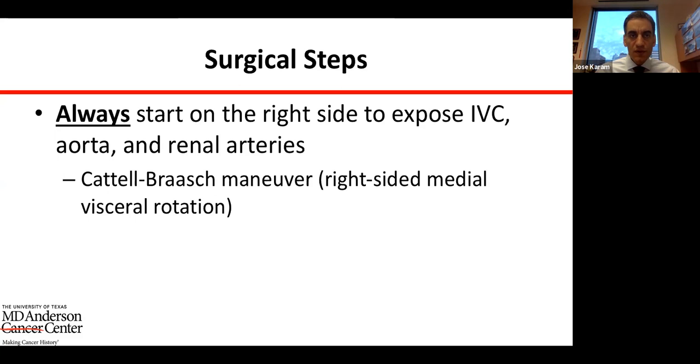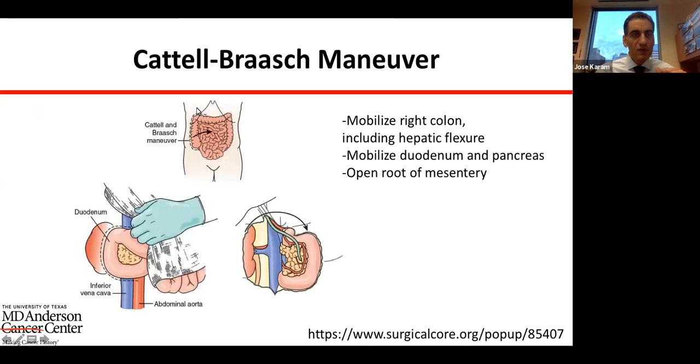And in order to do that, there's a maneuver called the Cattell-Braasch maneuver. And the technical term for it is a right-sided medial visceral rotation. And I'll show you what I mean by this. So when you do this maneuver, you want to open the white line of Toldt on the right side, and you reflect the colon and the hepatic flexure of the colon from right to left.